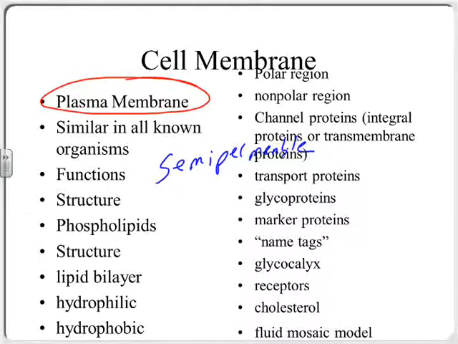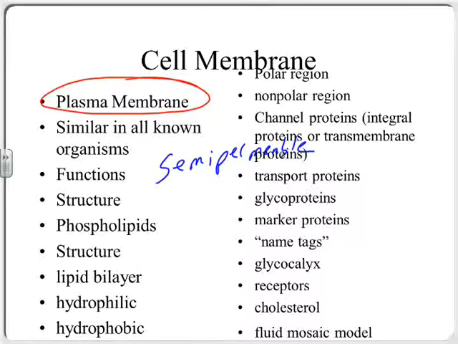Size. Which gets through easier, big or small? Small. So things that are small and things that are uncharged, non-polar, can go through with no problems. Things that are big or things that are charged have a problem getting through. Now there are other ways around that, but through the phospholipid part of the cell membrane, they have a hard time. And we'll get into how in a minute.